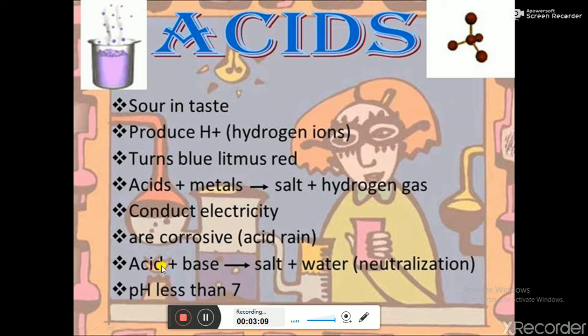The next important property of acid is when acid and base react with each other, they produce salt and water. And this kind of reaction is also called a neutralization reaction. And the pH of acids is always less than 7. Now these two chemical properties we will study in detail in the consequent classes. Now these are some characteristics of acid which you have to remember.